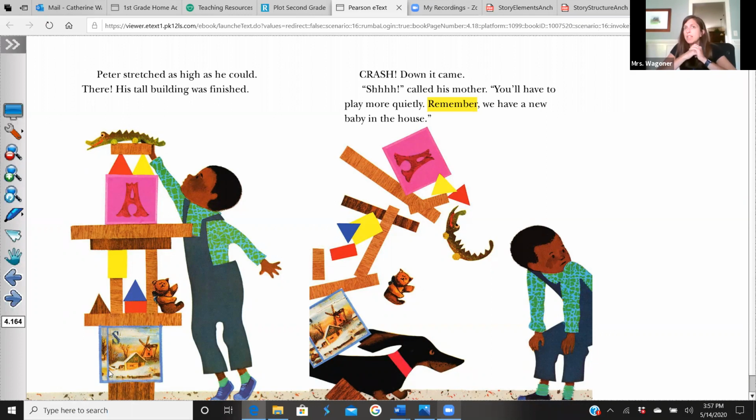If there's a new baby in the house, mom probably wants it to be quiet so the baby can sleep. What do babies do a lot of? What causes Peter's building to crash? The author doesn't tell us, but we can look at the picture to figure that out. And how does Peter feel about it? Oh, poor Peter.